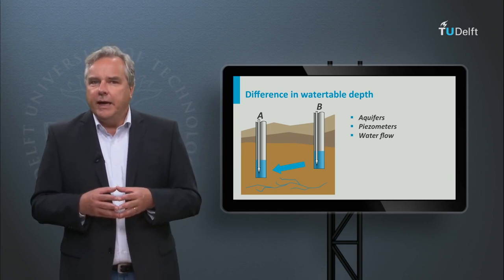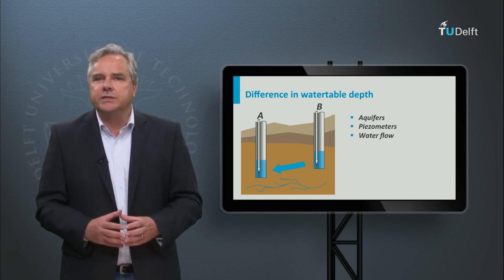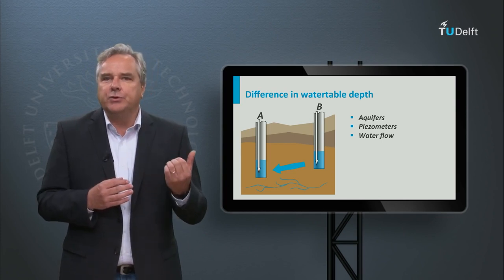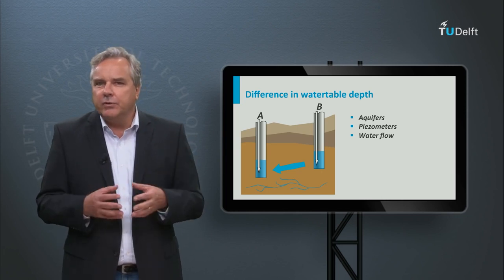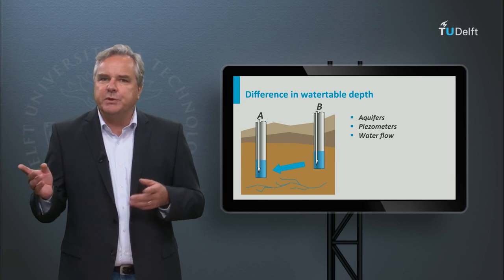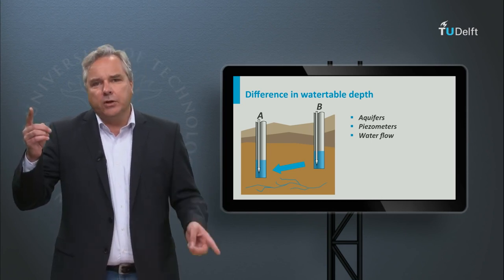At any point, you could insert a groundwater tube that is open at the bottom and closed at the sides. The water would rise into the tube until the pressure at the bottom of the tube is equal to the pressure of the surrounding groundwater. The water level in this tube is called the piezometric level. When the piezometric levels between 2 points differ, water will flow from the higher piezometric level to the lower piezometric level.